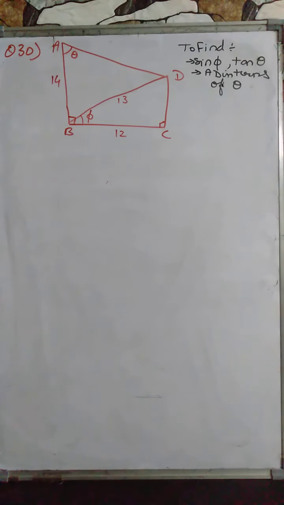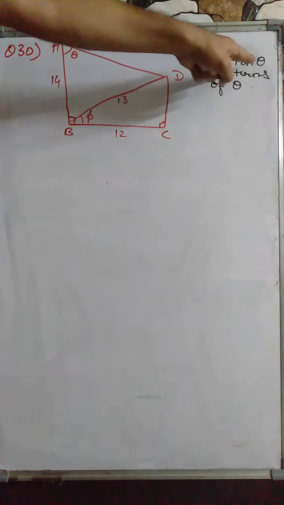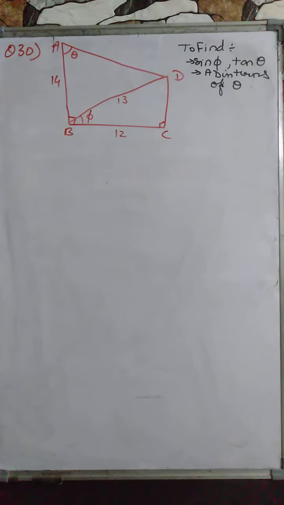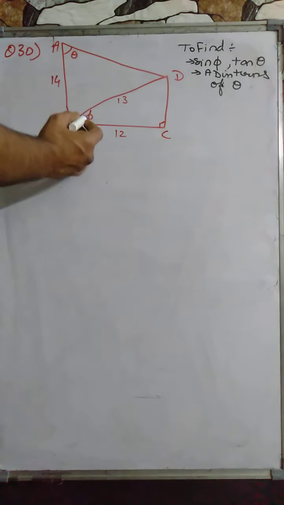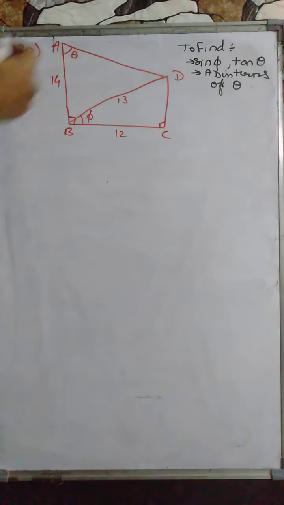Hello students, we will be solving question number 30 from exercise number 17. This is the given figure in the question, and there are two questions based on it. First, they want us to find sine phi and tan theta. Sine phi is this angle; this is phi and this is theta.